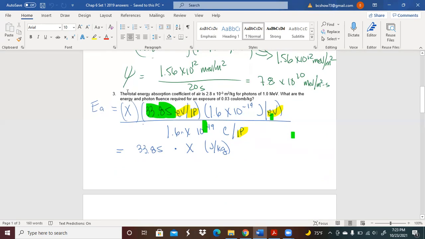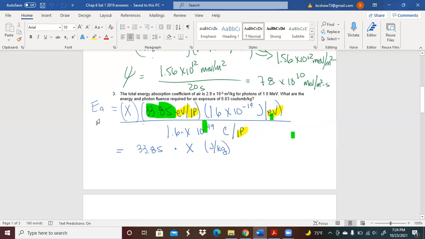The question is, the total energy absorption coefficient of air is 2.8 times 10 to the minus third meters squared per kilogram for photons of 1.0 MeV. So what are the energy and photon fluence required for an exposure of 0.03 coulombs per kilogram? All right, so we've got our energy absorption here, and that's going to be equal to, and we're going to try to gauge this with whatever the exposure rate happens to be.